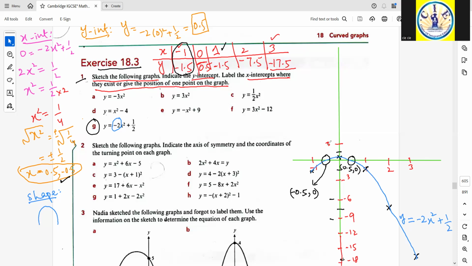And finally, the y-intercept. We found it from this as well as from the graph and the table of values. x 0 corresponds to y equal to 0.5. So this point would be 0 and 0.5. So we are done with the labeling of the x-intercepts and y-intercepts, the labeling of the graph with its equation, and the graph is there. So that was part G of question number 1.